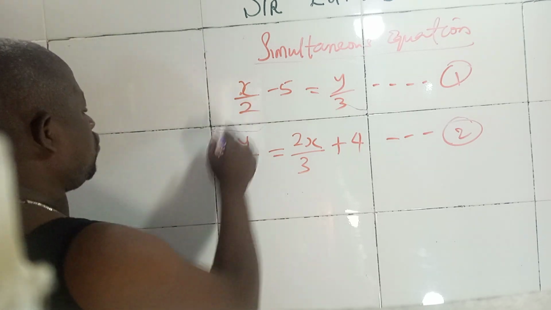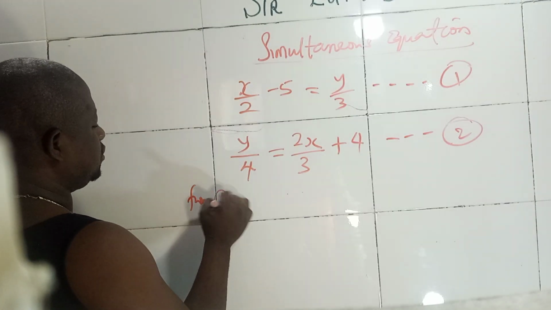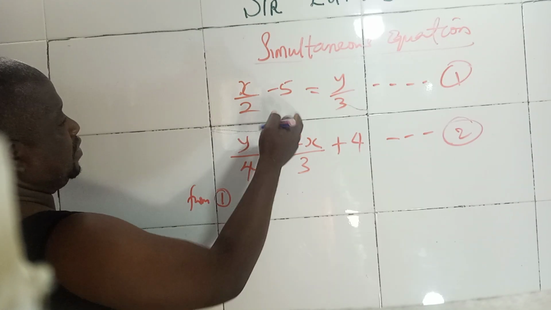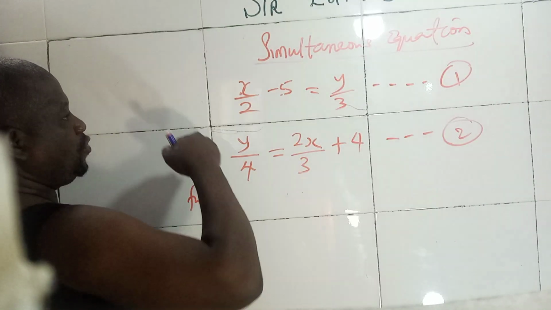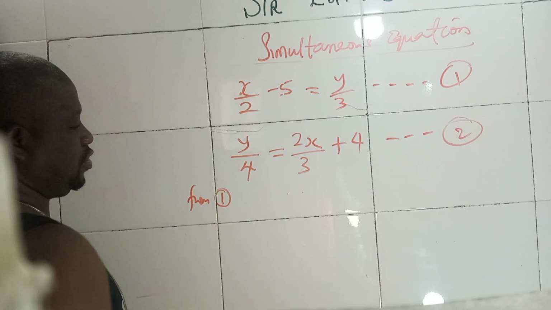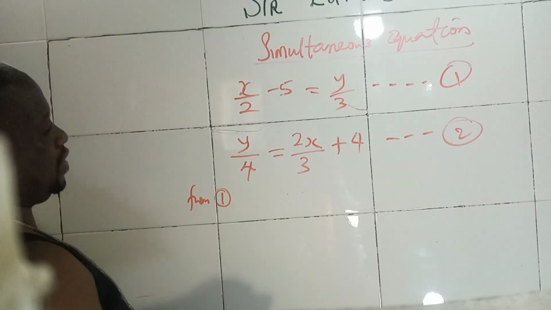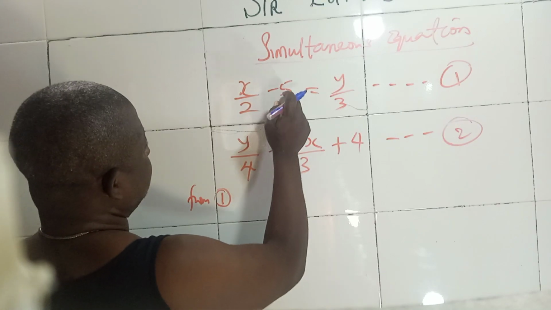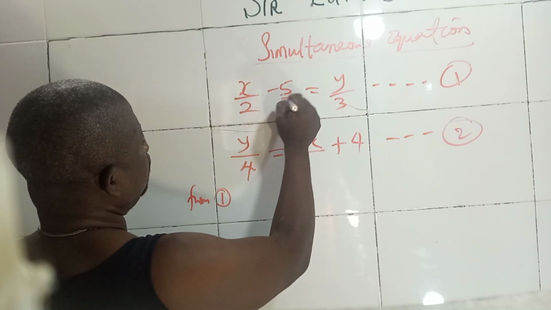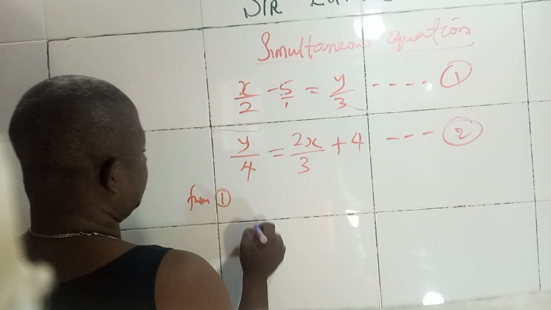So that's it from equation 1. From equation 1, you find the LCM, or you collect the like terms. Collect like terms means that the alphabet should be on one side, the numbers on the other side. So let me find the LCM to make my work very easy. So on this side, this is minus 5. It means 5 over 1. So 2 times 1, that is 2.